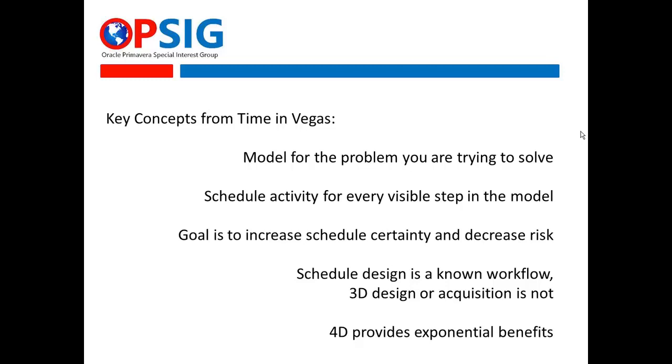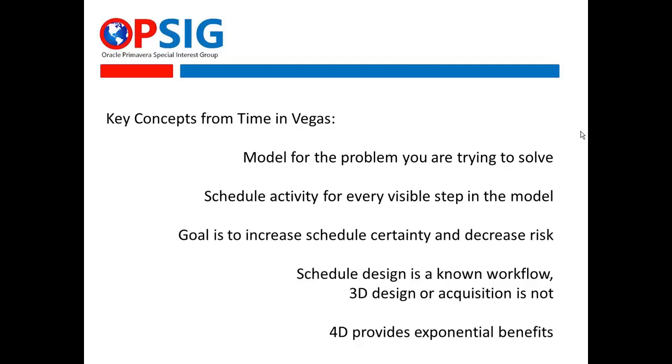So the biggest one was model for the problem you're trying to solve. You don't go in and model everything, every nut and bolt. You're not making a movie. You've got a model for the problem you're trying to solve, which then of course means that you've defined what you're trying to solve. You build a schedule activity for every visible step in the model.